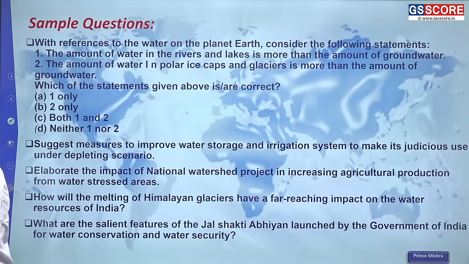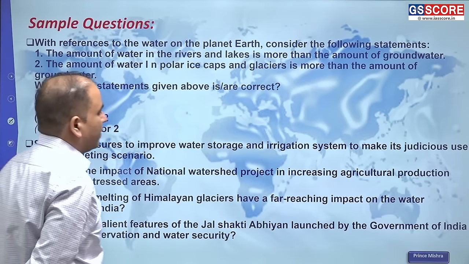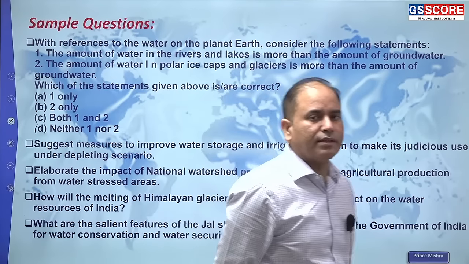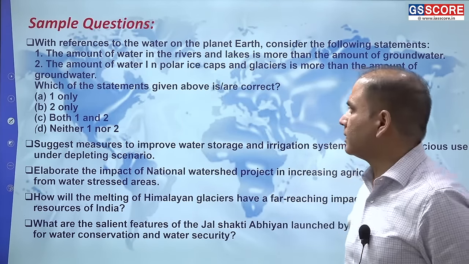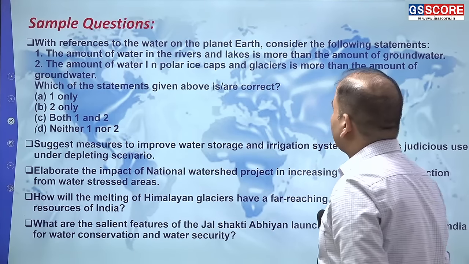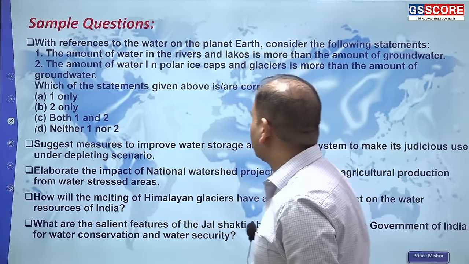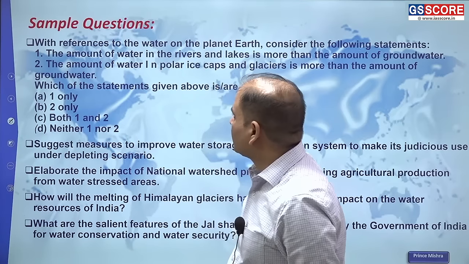Regularly, questions from water resources are being asked both in the prelims examination and the mains examination. So they are asked in both, like the reference to the water on the planet Earth consists of the following statement. So what amount of water is present where.